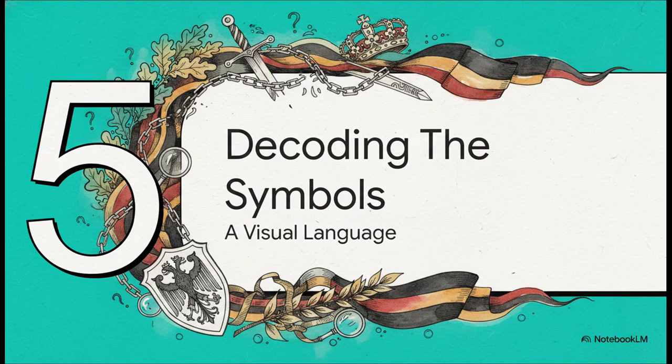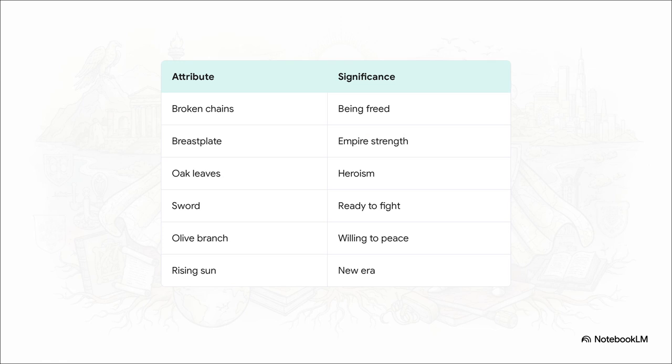Section 5. Decoding the hidden symbols. Okay, it's time to put on our historical detective hats, because every single attribute worn by these figures has a deep, hidden political significance. This chart here, this is essentially your 19th century decoder ring. Let's walk through it. Broken chains, that means being freed. That heavy breastplate with an eagle, it symbolizes the sheer strength of the German Empire. We already know the crown of oak leaves represents heroism.